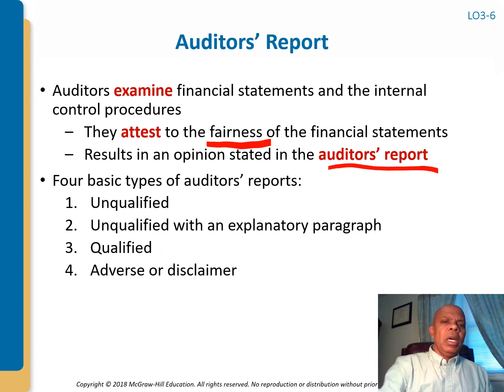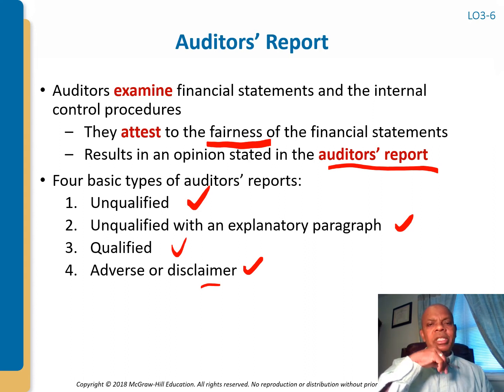Okay, 4 basic types. There's unqualified, something called unqualified with explanatory paragraph. We've got a qualified report. Then you have the adverse or disclaimer. You've got to give a bad report, an adverse report, and then you've got to disclaim. You're not going to give any report.